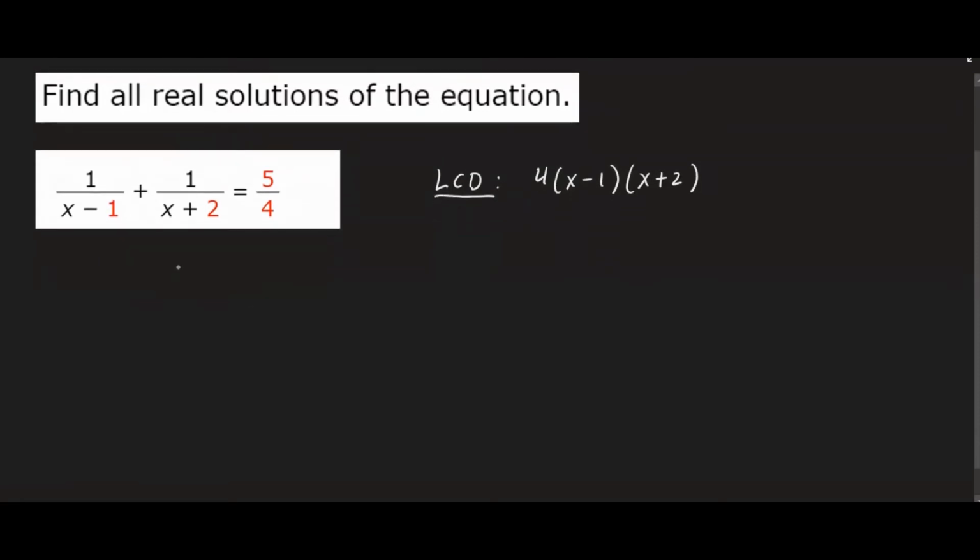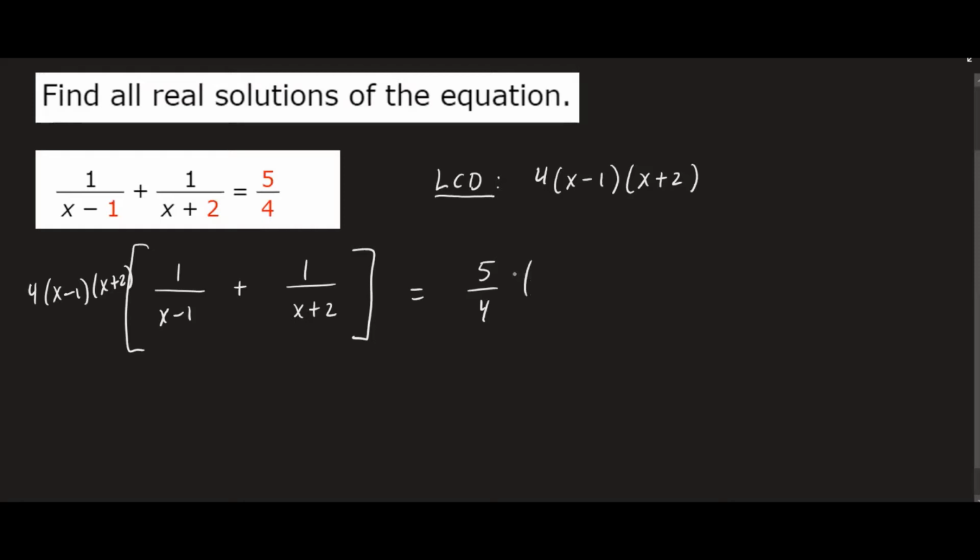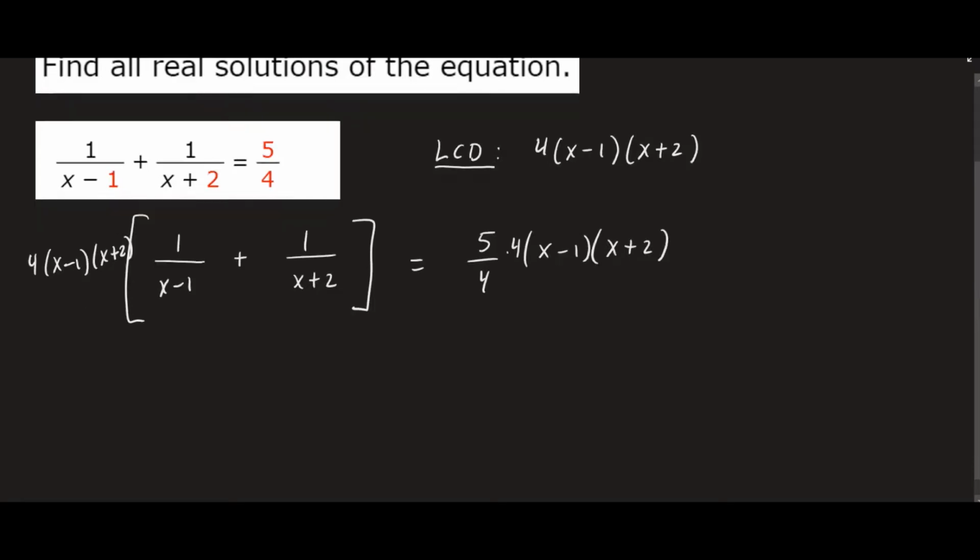So we take our equation, 1 over x minus 1 plus 1 over x plus 2, and we're going to multiply it by 4 times x minus 1 times x plus 2, that's our LCD, is equal to 5 over 4 times the LCD, which is 4 times x minus 1 and x plus 2. So once we do that, this is what happens.